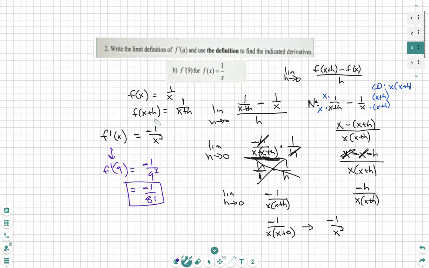So we found that derivative equation using the definition of the derivative, which is on the right side here. And then we plugged in our value 9, which is what they asked us to do. And we found that. So that is also the slope of the tangent line at x equals 9. But that is for other videos, for the equation of the tangent line.